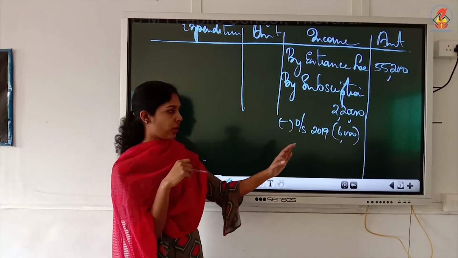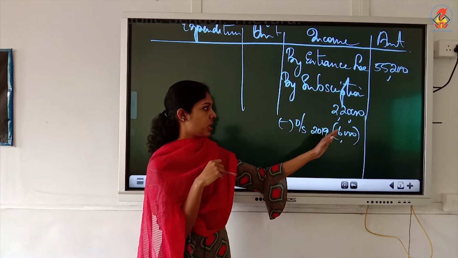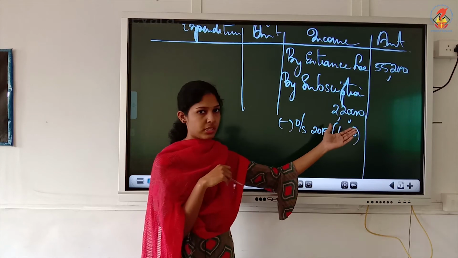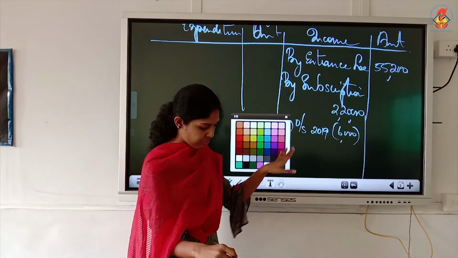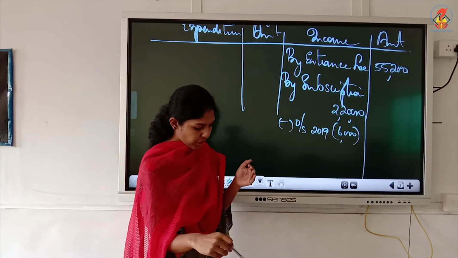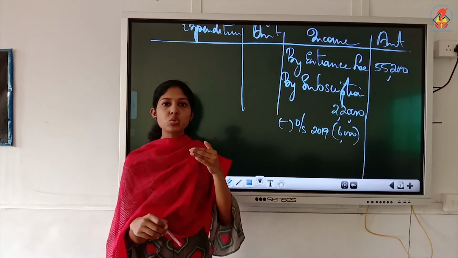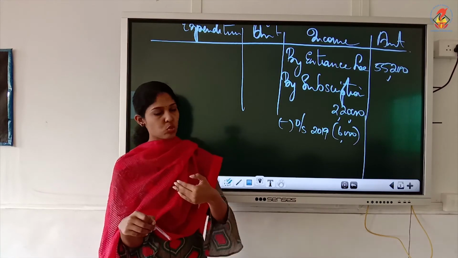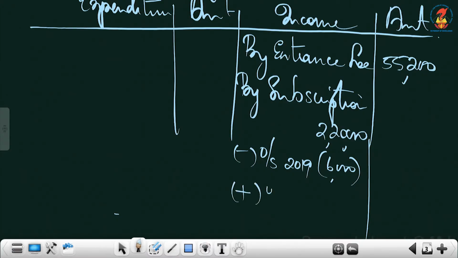Always write negative figures within brackets. Otherwise, when you are writing the exam, when you are in a hurry, you will automatically add all these. So write within brackets if it is a negative figure. Then subscription outstanding or in arrears on 31st March 2020. That means subscription outstanding at the end, which we have to add now. The amount is 7,000. So 2,21,000 we can write in the outer column.